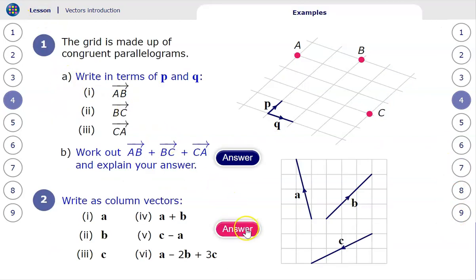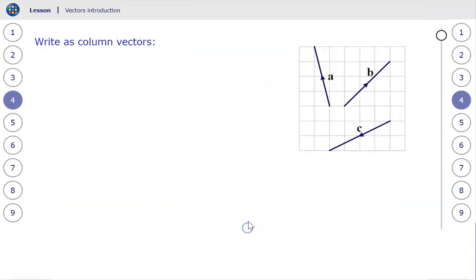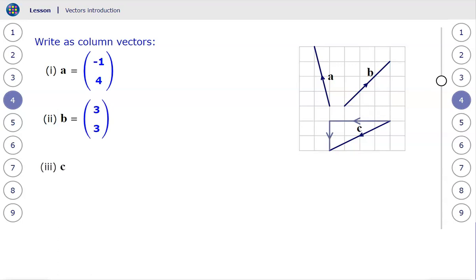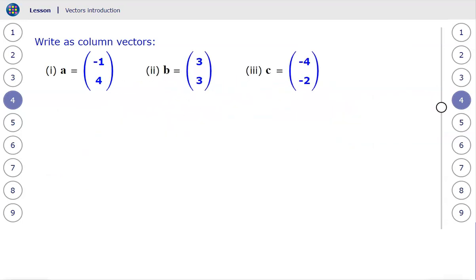To look at some examples of where we're going and adding some vectors. Here we've got 3 different vectors, A, B, and C. If we write each of these as a column vector, A is going to be the column vector 1 to the left and 4 up. So that's going to be minus 1 over 4. B is going to be 3 to the right and 3 up. So that's going to be 3 over 3. And C is 4 to the left and 2 down, so it's going to be minus 4 minus 2.